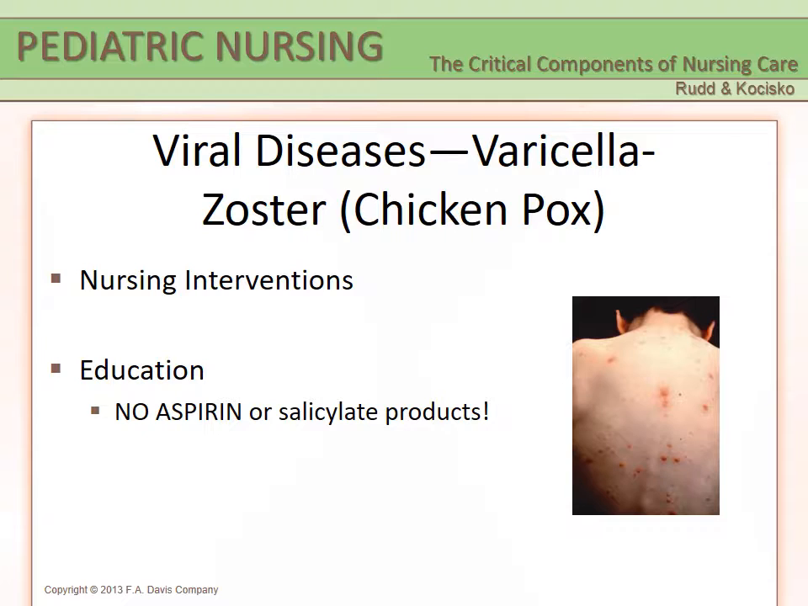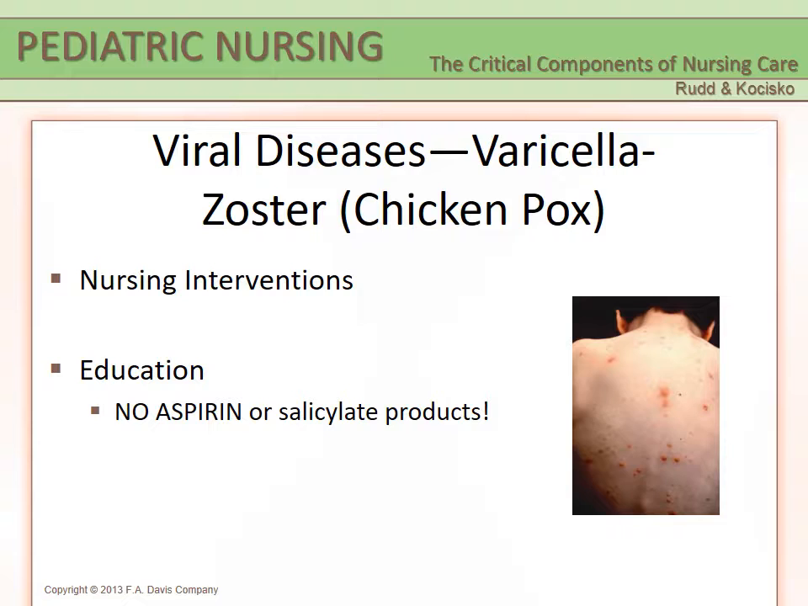Chickenpox is transmitted by fluid from the vesicles on the body, which is why you got to make sure they're crusted over, secretions from the nose, mouth, and eyes, and it's actually also airborne from coughing and sneezing. So if you get a kid with chickenpox, you make sure they're on airborne precautions.